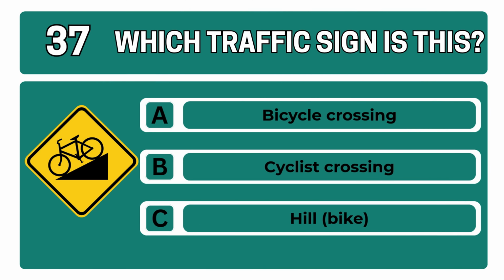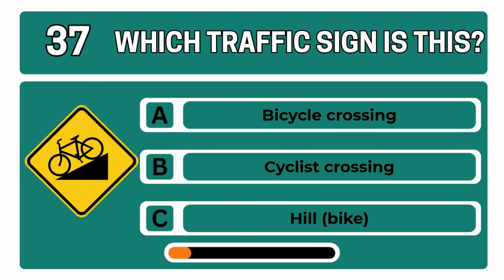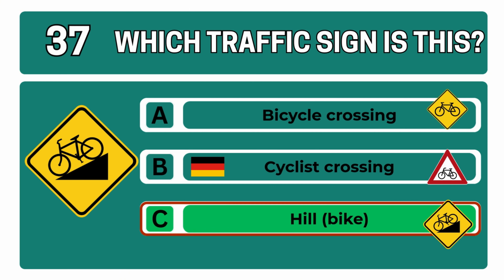Question 37. Which traffic sign is this? A. Bicycle crossing. B. Cyclist crossing. C. Hill bike. The answer is C. Hill bike.